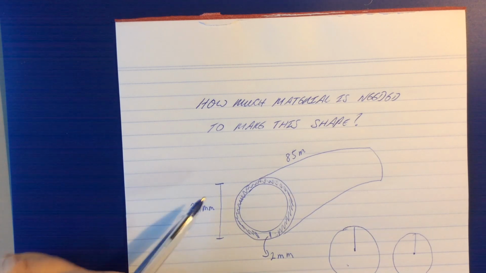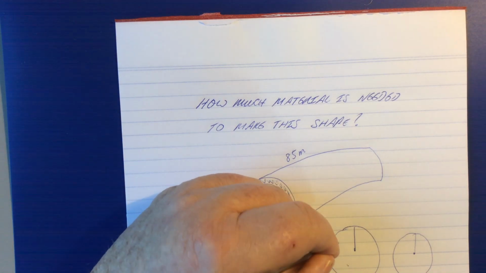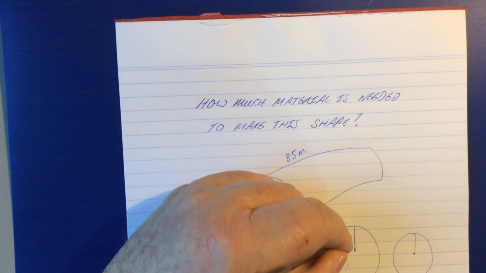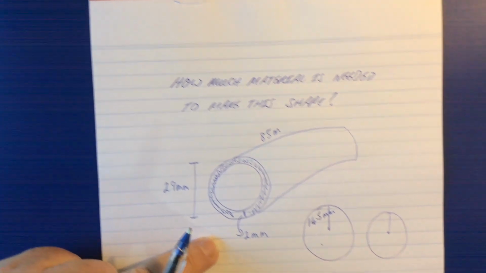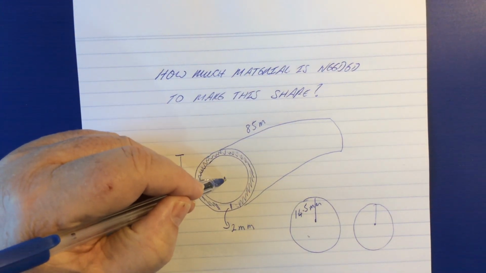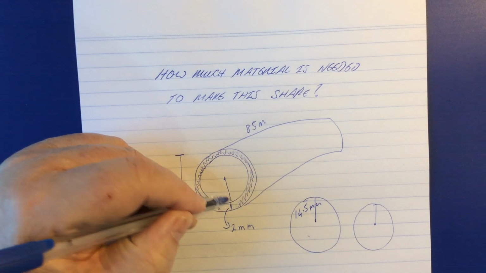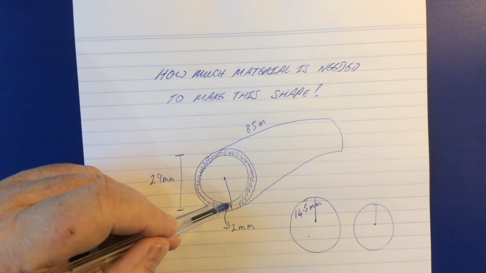So, first things first, what is the diameter? We know the diameter. What is the radius of the larger circle? Well, it is 14.5 millimeters. What is the radius of the smaller circle? Now, this is where people make mistakes. The radius of the smaller circle, if I draw it in here, is the radius of the larger circle minus 2.